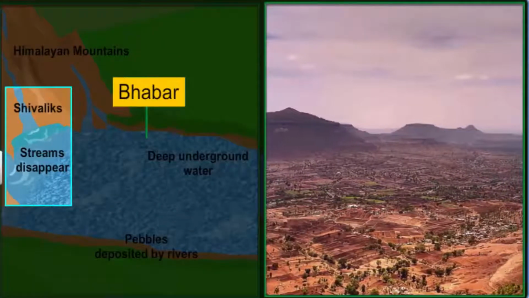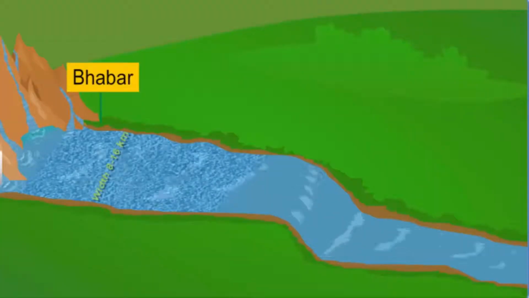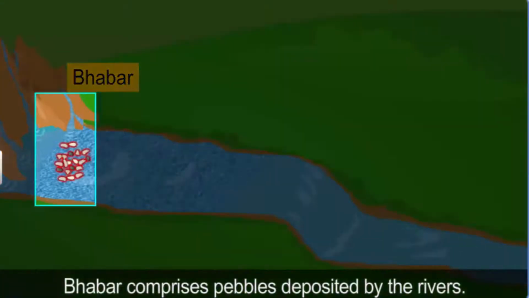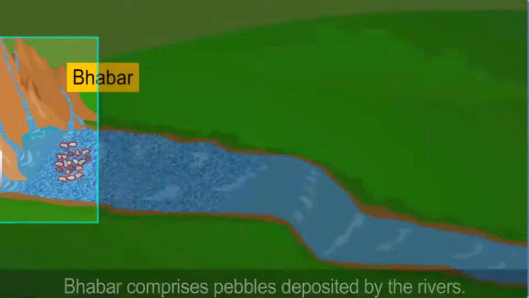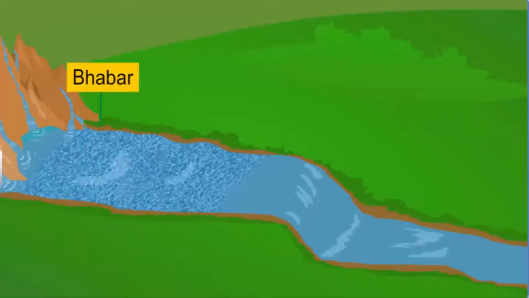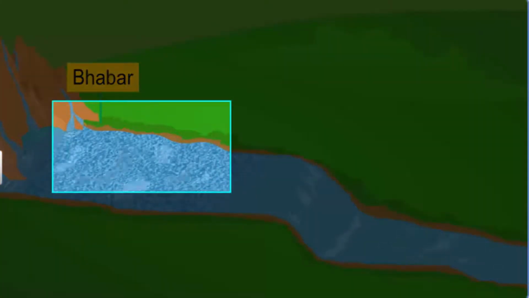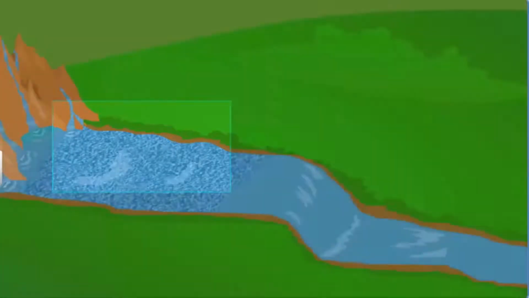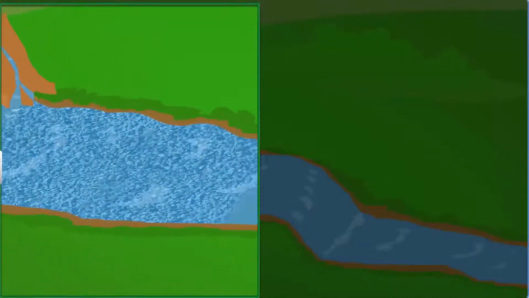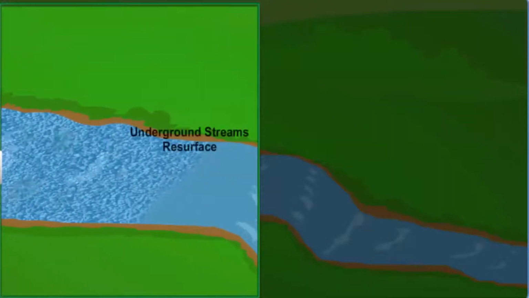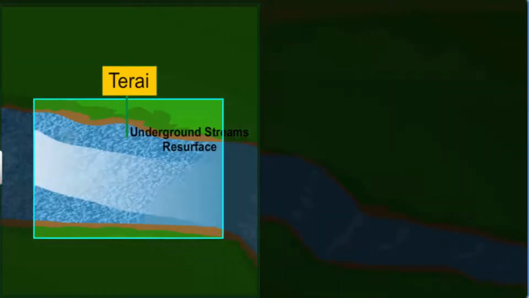This region is about 8 to 16 kilometers wide and consists of pebbles deposited by the rivers after they flow down from the mountains. Interestingly, all the streams disappear in the Bhabar belt. Therefore, the level of groundwater is very deep here. Moving south of the Bhabar belt, you come to the next region, Terai. All rivers and streams that disappear in the Bhabar belt resurface in this region.